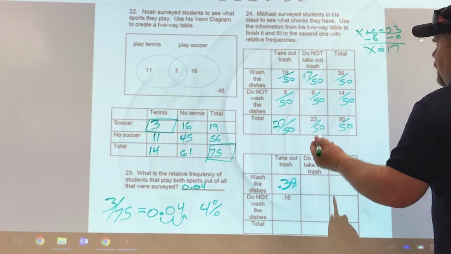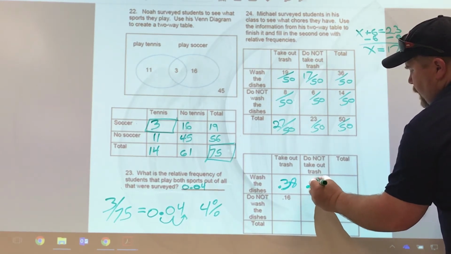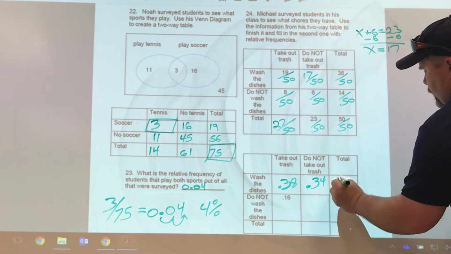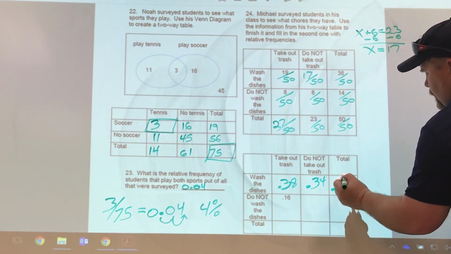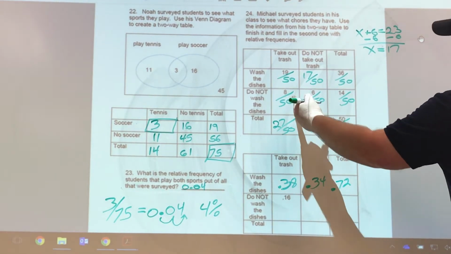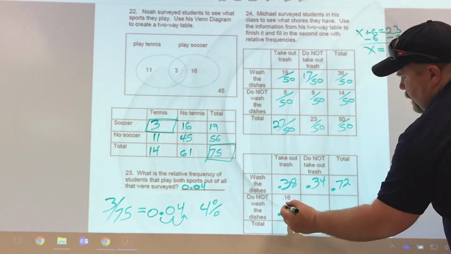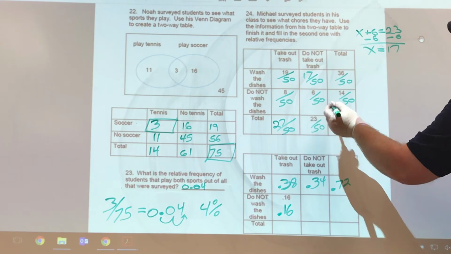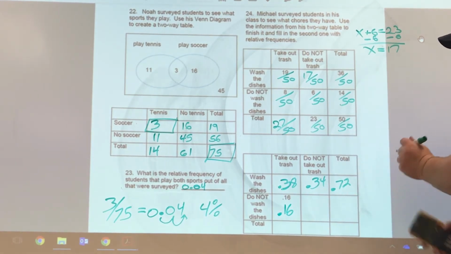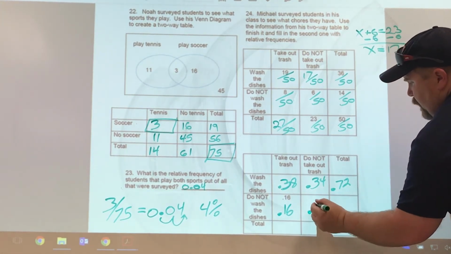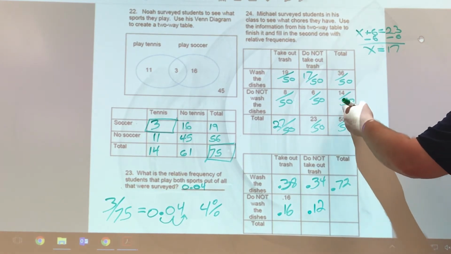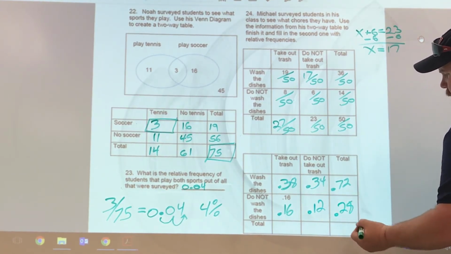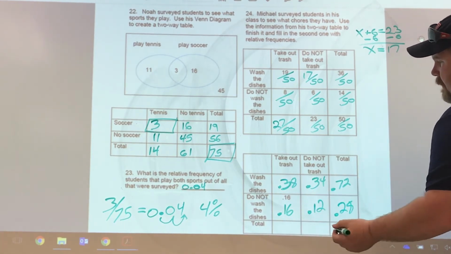All right. 17 divided by 50 is going to be 0.34. 36 divided by 50 is going to be 0.72. All right. 8 divided by 50 is 0.16. I know that's already there. I'm going to write it again so you can see it better. 6 divided by 50, and of course you're going to have your calculator for this. It's going to be 0.12. 14 divided by 50, that's going to be 0.28. And then we start to total these up.